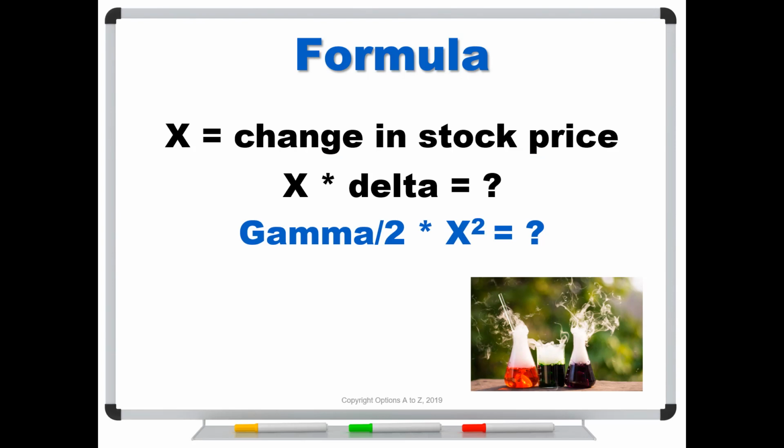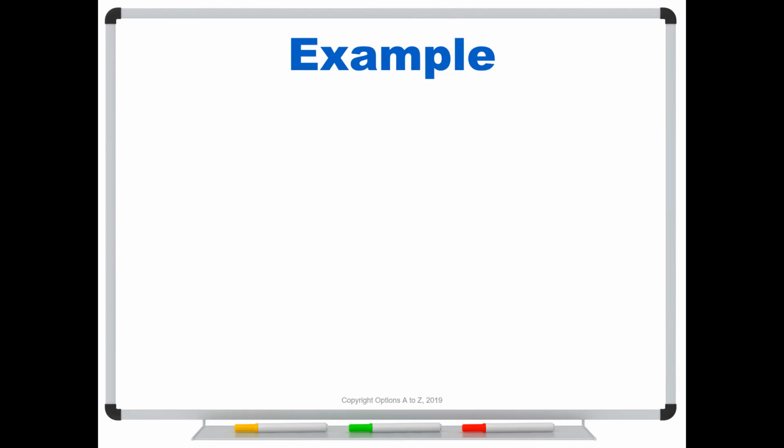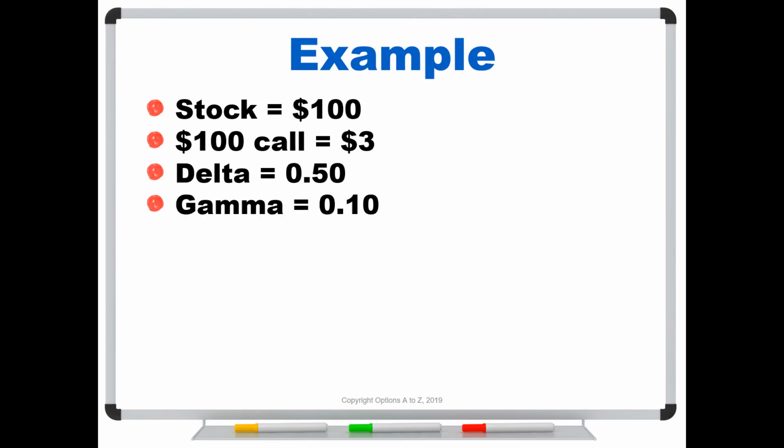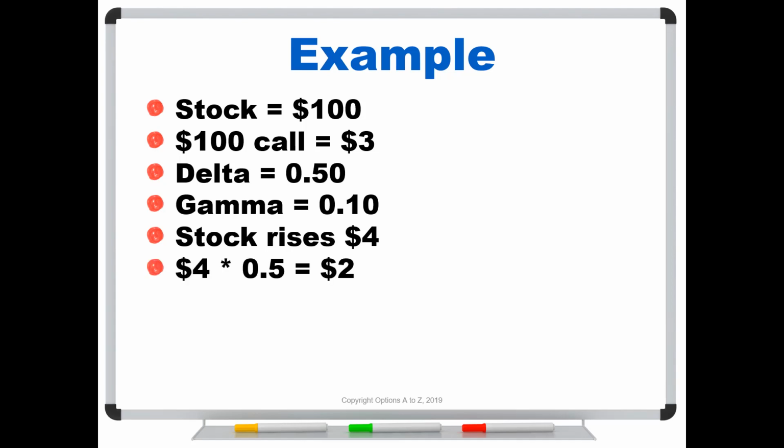So I know it looks confusing, but it's actually quite easy. Let's take a look at an example. Again, we'll use our stock at $100, call at 3, delta of a half, gamma of 0.10. Let's say that the stock rises, let's make it $4 this time. Part 1 of the formula says take that $4 change times your delta. So our delta is a half, $4 is the change in the stock price, that gives us $2. So I know at a minimum this option is going to increase by 2.